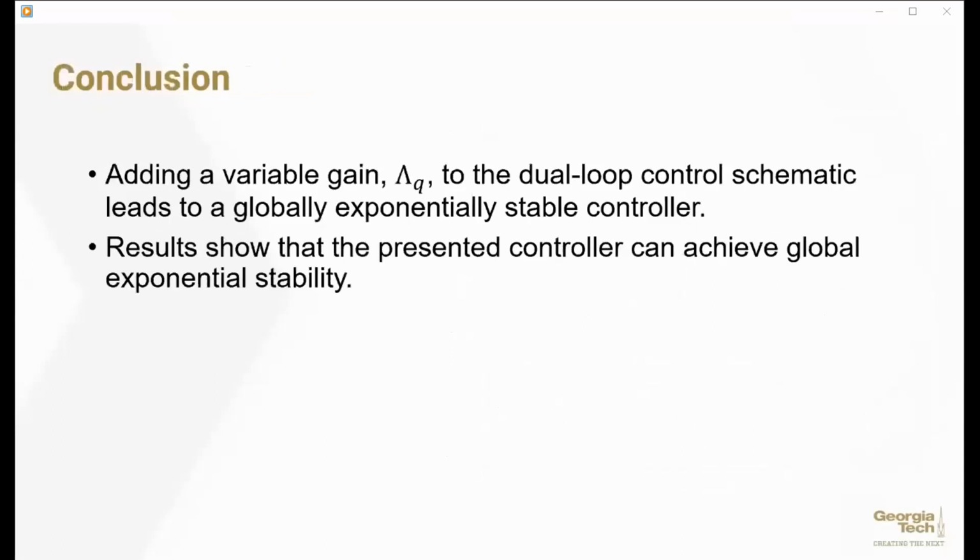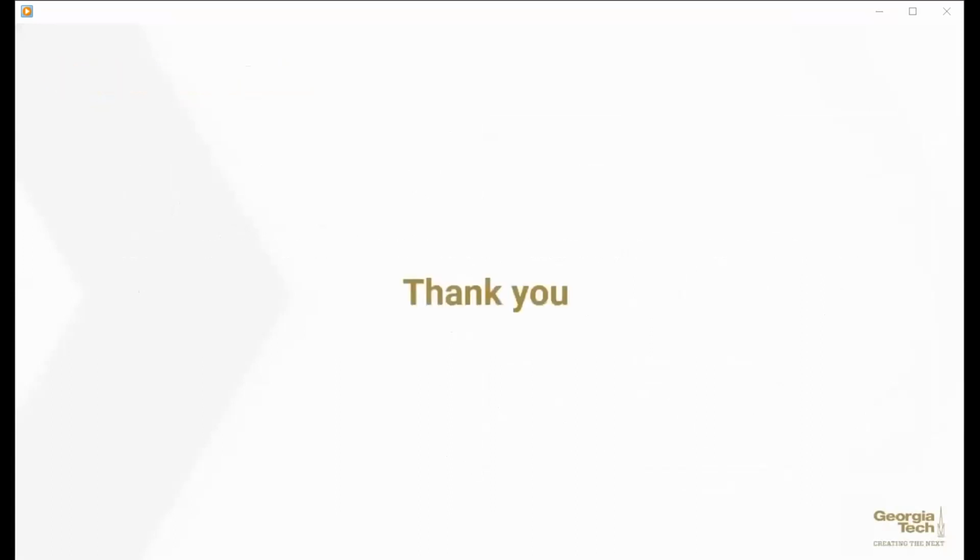Today, we introduce a globally exponentially stable controller. By adding a variable gain lambda q to a dual loop control schematic, a globally exponentially stable controller can be achieved. The results show that the presented controller can both be simulated and implemented with fast response and accurate tracking.